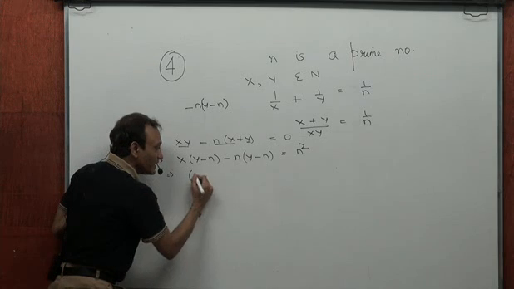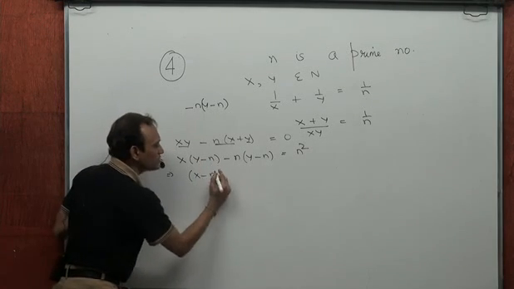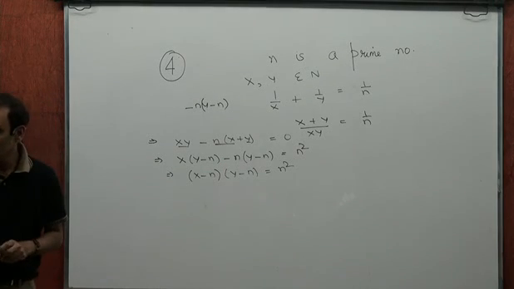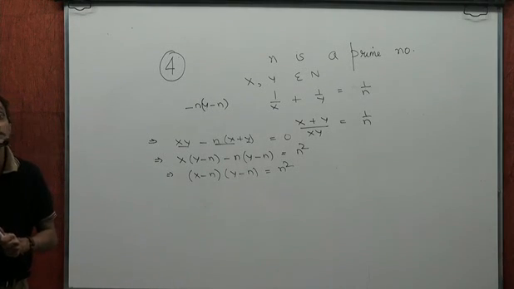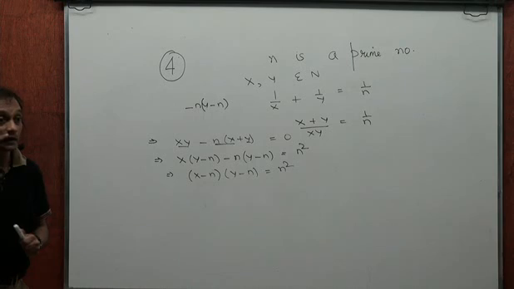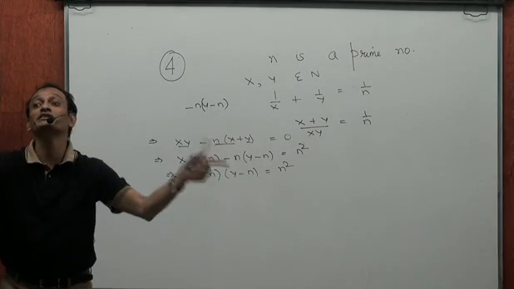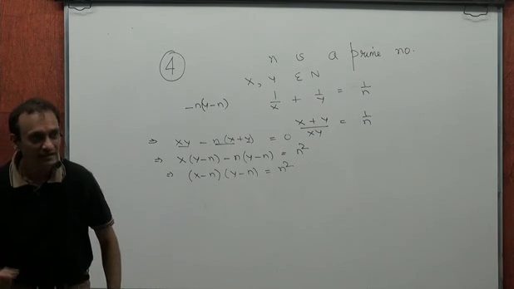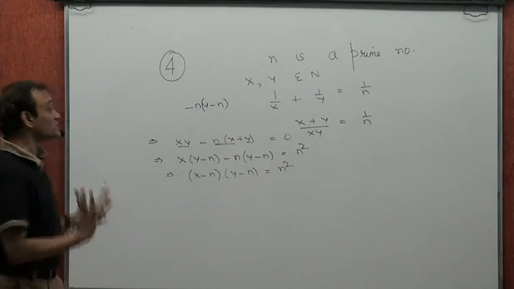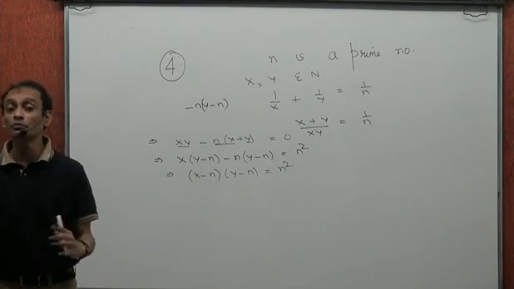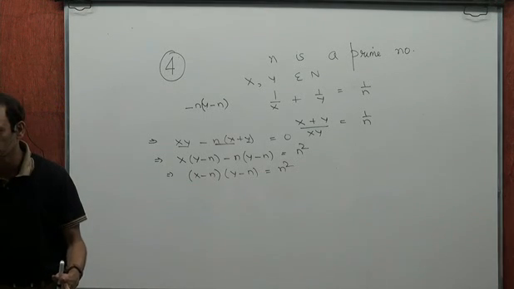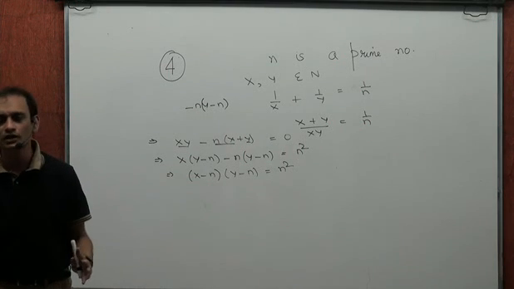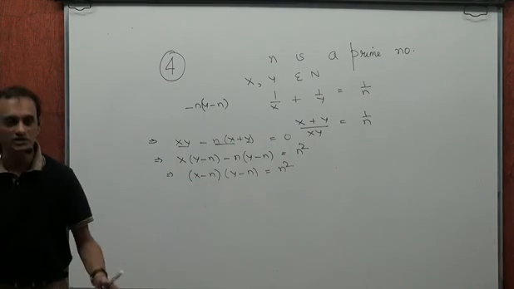Now this gives me x minus n. I took y minus n common, so x minus n into y minus n is n squared, right? n is a prime number, right? n can therefore not be fragmented into further integers. n is given to be a prime number. We are all set. We are actually ready to perform the last rites on this problem. We are done with all the algebraic manipulations. We are now ready to interpret this.